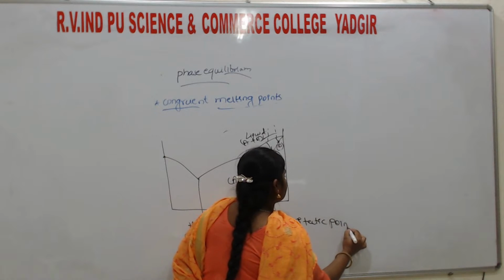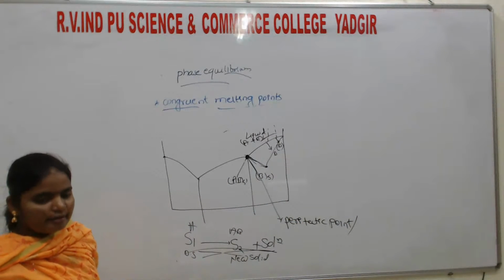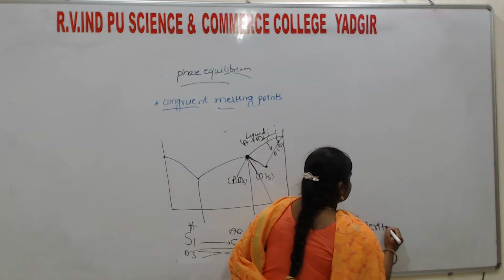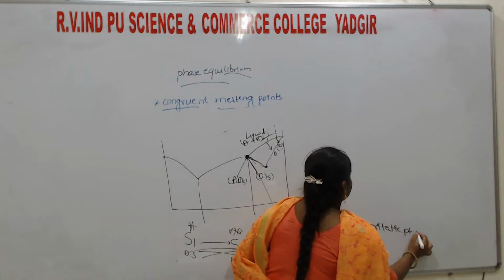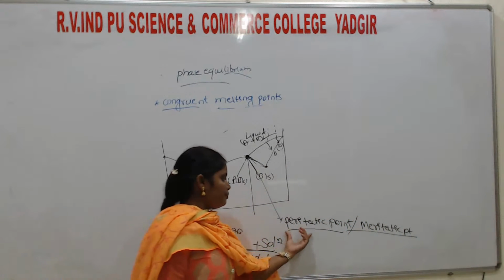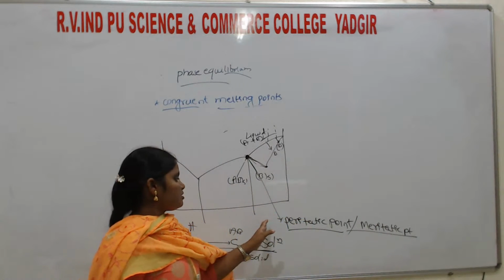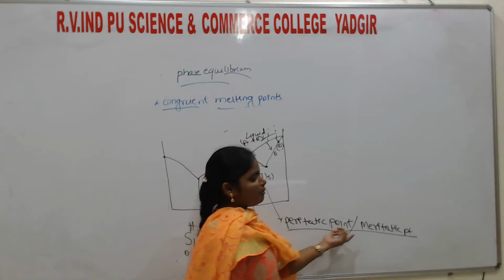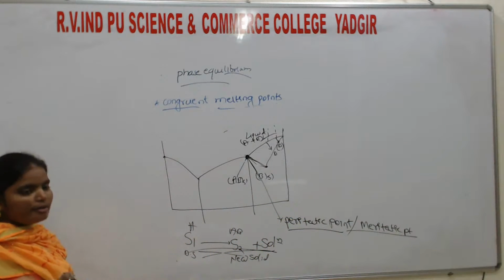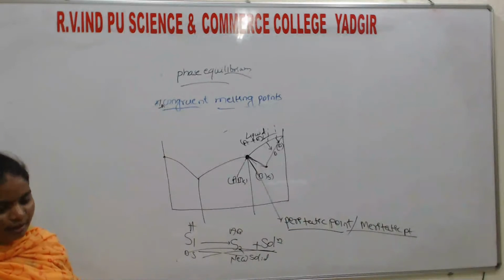This point is known as the peritectic point. It is also known as the peritectic reaction, or the peritectic temperature. This is an incongruent melting. Here are the incongruent melting points.